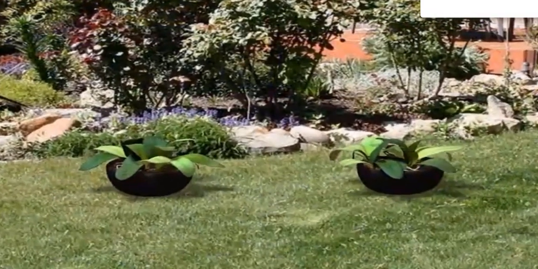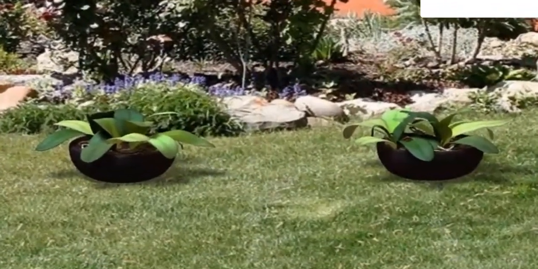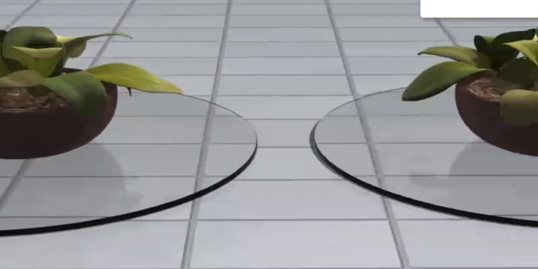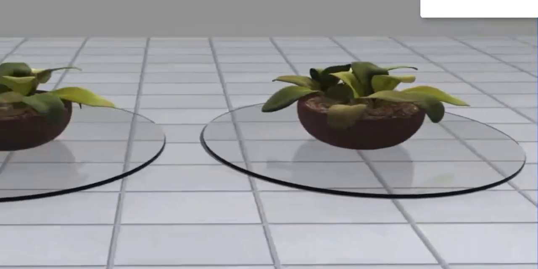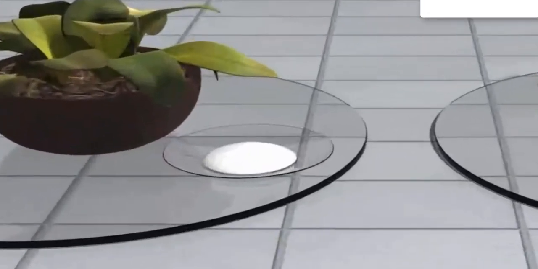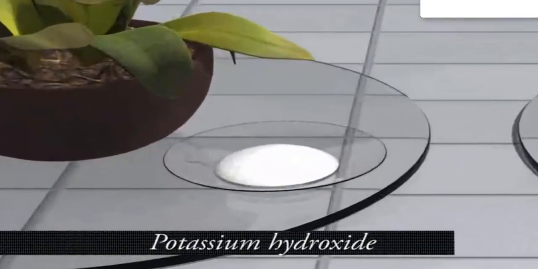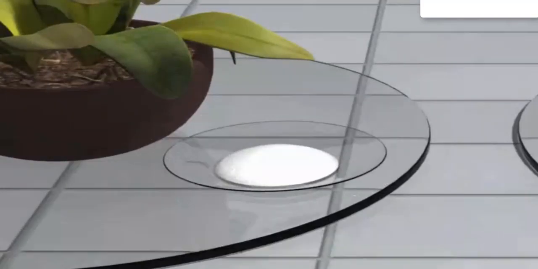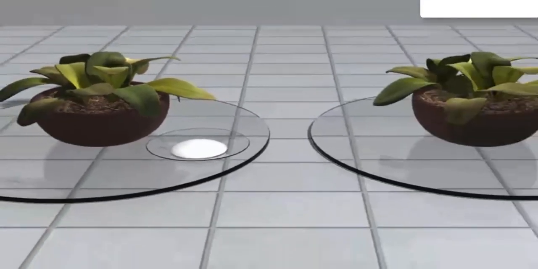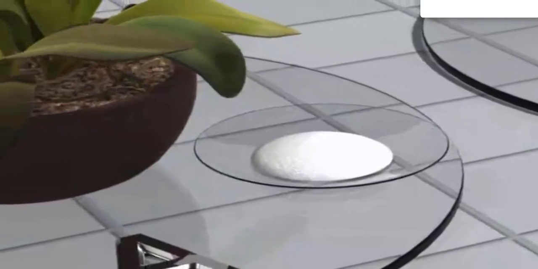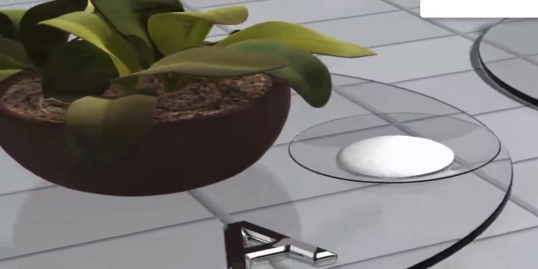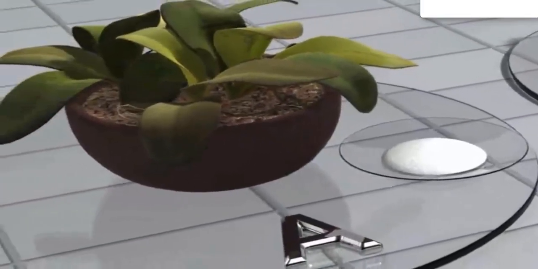Take two healthy potted plants which are nearly the same size. Keep them in a dark room for 5 days. Now place each plant on separate glass plates. Place a watch glass containing potassium hydroxide by the side of one of the plants. Potassium hydroxide absorbs carbon dioxide. Name this plant A and the other one B.